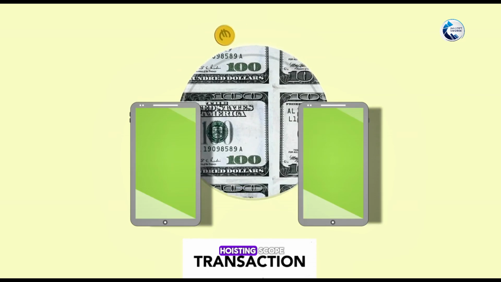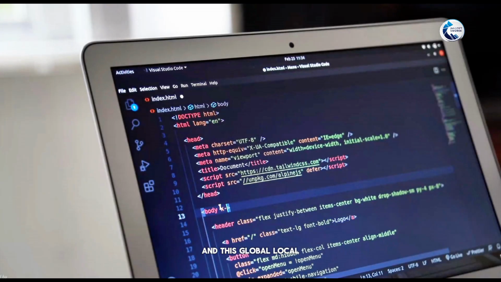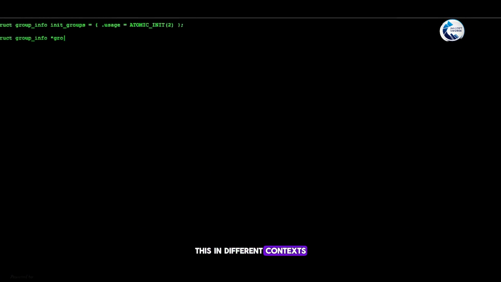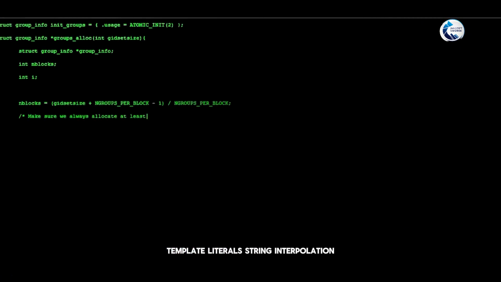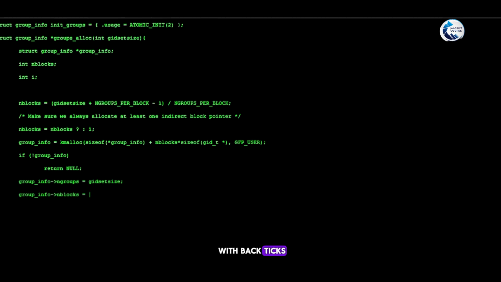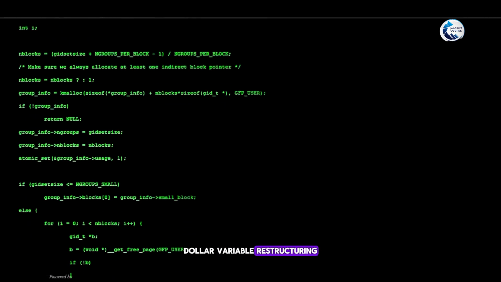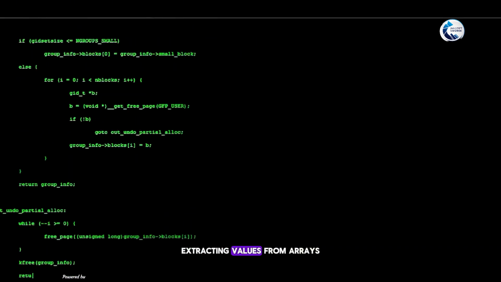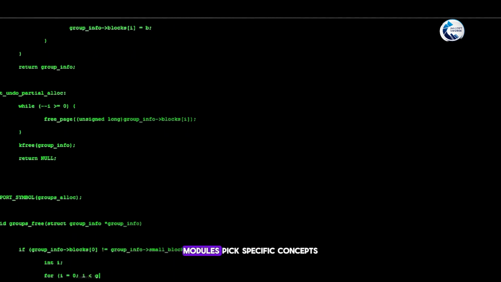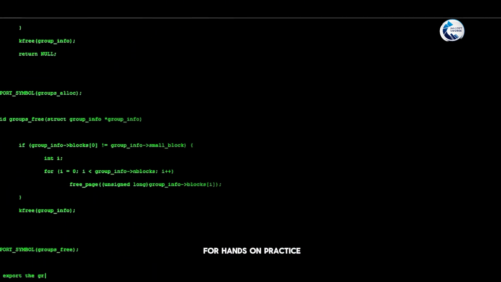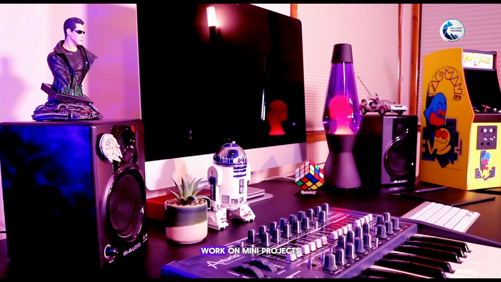Promises and async/await, handling asynchronous operations. Closures, functions retaining access to their parent scope. Hoisting, understanding variable and function hoisting. Scope and this: global, local, block scope, this in different contexts. Template literals, string interpolation with backticks. Destructuring, extracting values from arrays and objects. Modules.